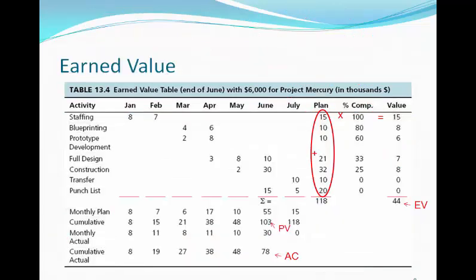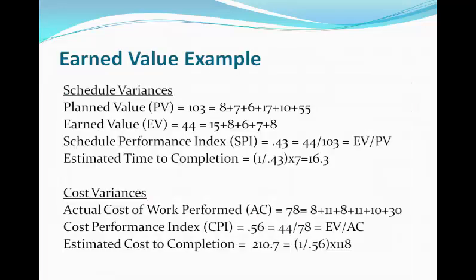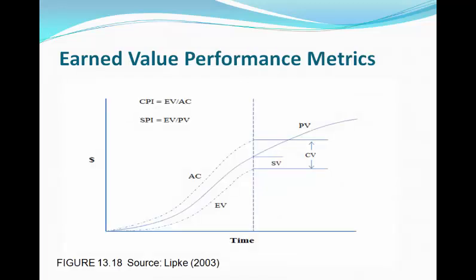So this is a completed example of the project that we just gone through. These are the values that we calculated based on the example that I've demonstrated. So here's a graph to kind of demonstrate what the numbers mean. So the solid line is our planned value for a project over time.